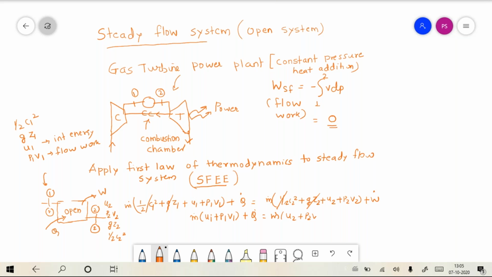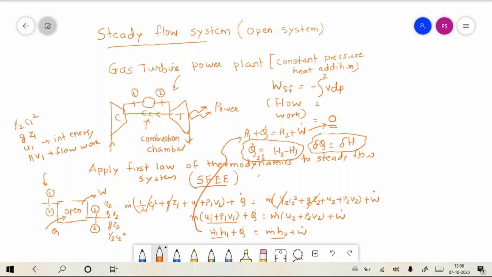And what about the expression for entropy change? The expression for entropy change, delta S, is equal to the integral of del Q by T, but del Q is del H, and del H is m cp dT from the definition of specific heat cp. So this is the integral of m cp dT upon T, which is nothing but m cp ln T2 by T1.